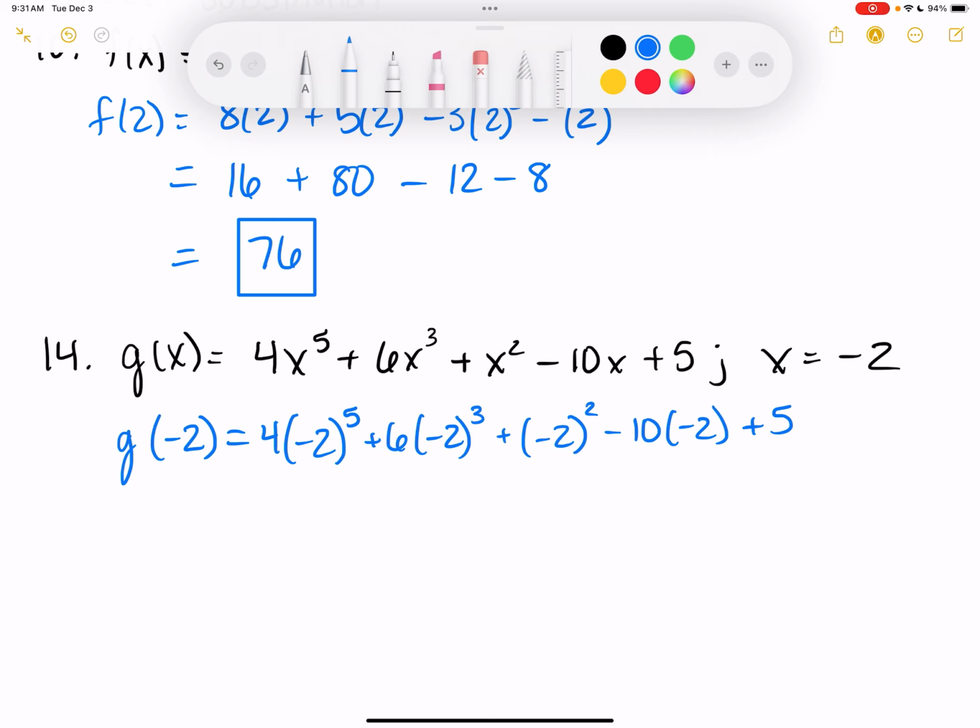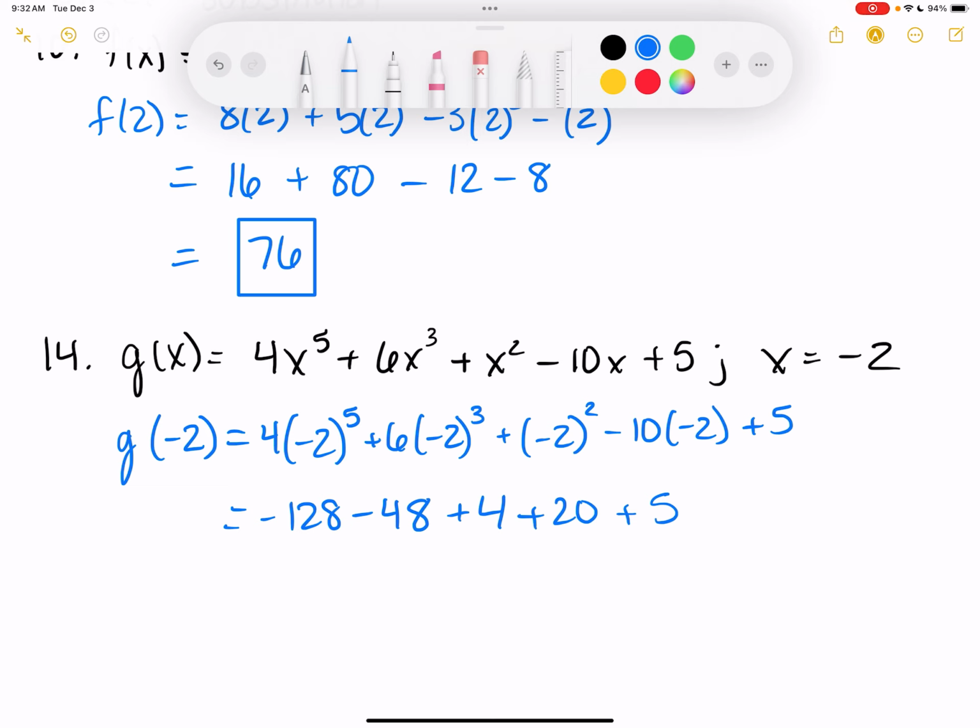All right, what's negative 2 to the 5th? Negative 32 times 4 is negative 128. Negative 2 cubed is negative 8, times 6 is negative 48. Negative 2 squared is 4, plus 4. Negative 10 times negative 2 is plus 20, plus 20, plus 5. And what do I get when I do that? That's a lot.